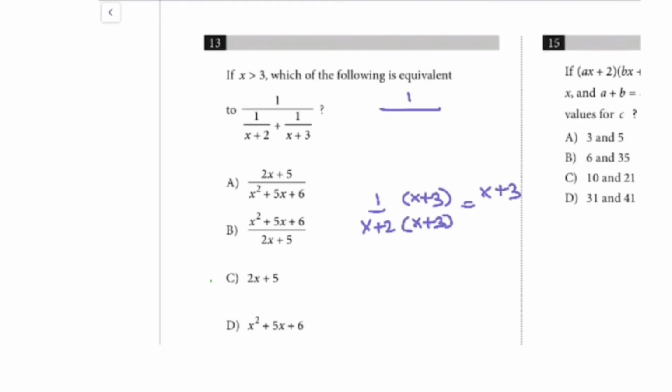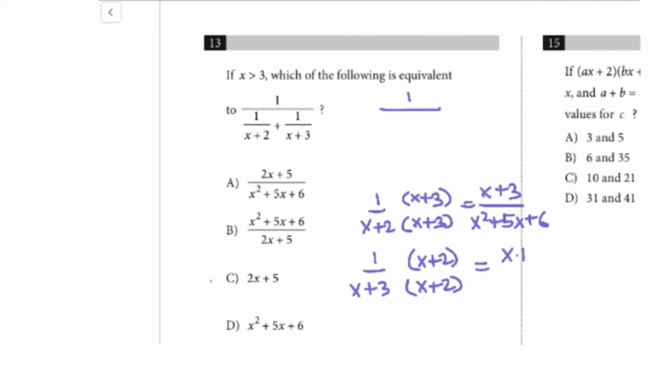And I get x plus 3 over x squared plus 5x plus 6. I'm going to do the same thing with the other fraction. So instead of multiplying by x plus 3, I'm going to multiply by x plus 2.